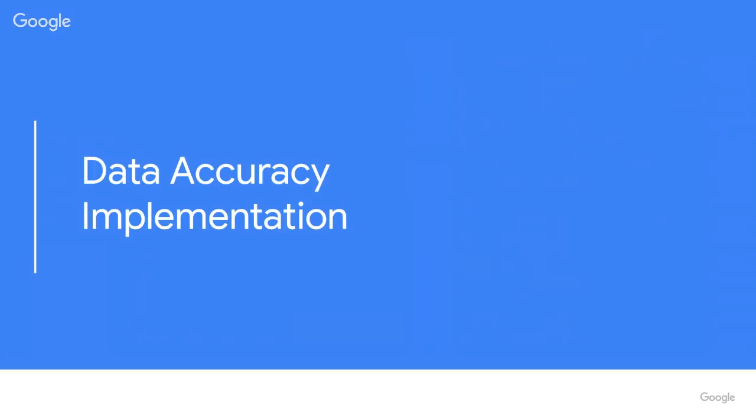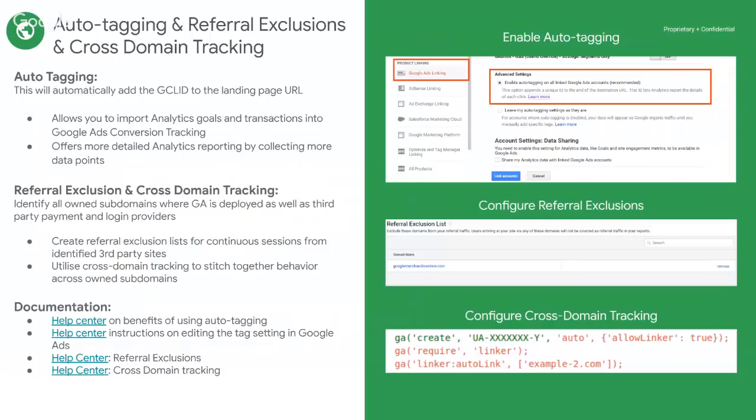Data accuracy and implementation. So I'm going to talk to you about the importance of auto-tagging, referral exclusions, and cross-domain tracking. The auto-tagging feature is the preferred way to bring Google Media into Google Analytics. This will automatically add your Google Click ID to all your landing page URLs. It allows you to import analytics goals and transactions and offers more detailed analytics reporting by collecting more data points.